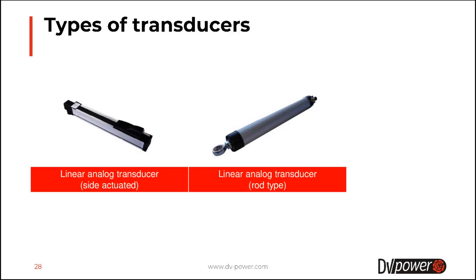Here are examples of the linear analog transducers, side actuated and rod type. The needed length of the transducers depend on the type of the circuit breaker tested. Displacement may differ in different types of the circuit breakers. The term displacement is defined by start and the end position of the moving contacts. In the majority of circuit breaker types, one main contact and one arcing contact are movable.